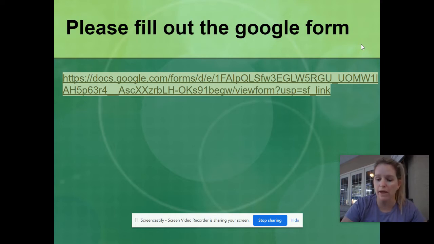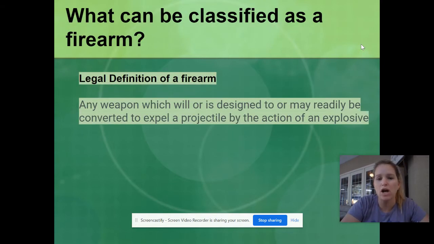Okay, once you're done with that, first we need to talk about what can be classified as a firearm. So most of you go, obviously guns, right? Sure, guns are. But what else could be classified as a firearm? So anything that can expel a projectile, but also has to be by reason of explosive. So for a gun, the explosive is the gunpowder in there, right? It's ignited and it creates a buildup of gas and then it pushes a projectile out. So what else could do that?